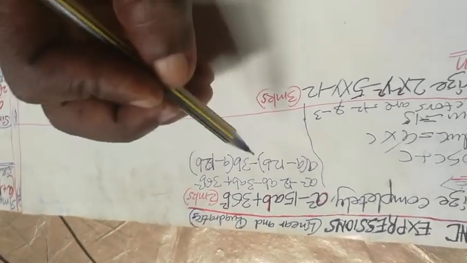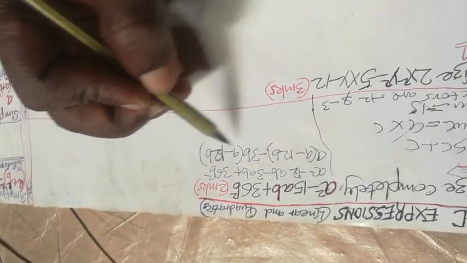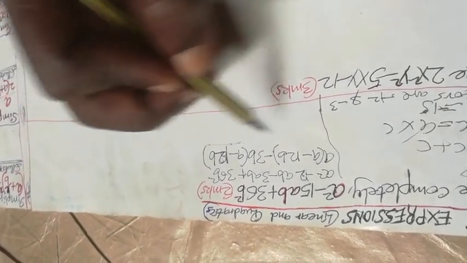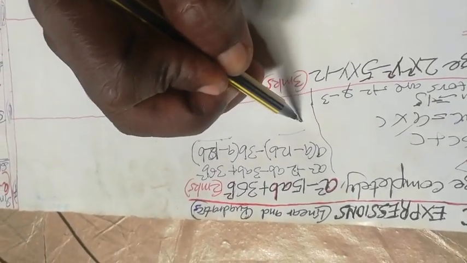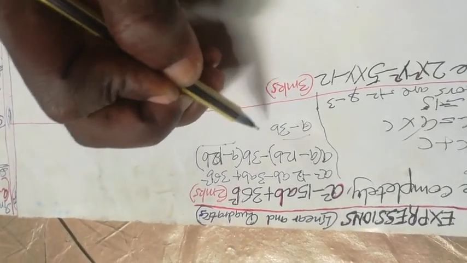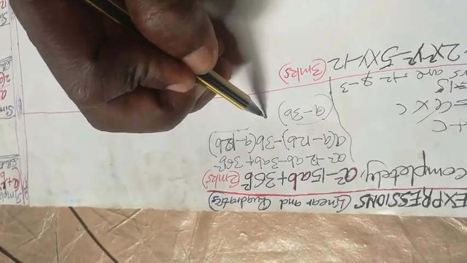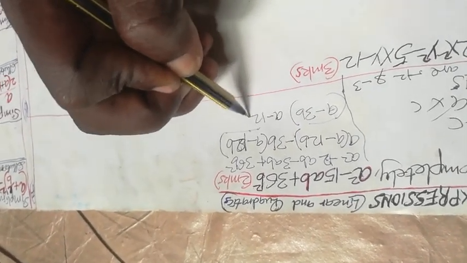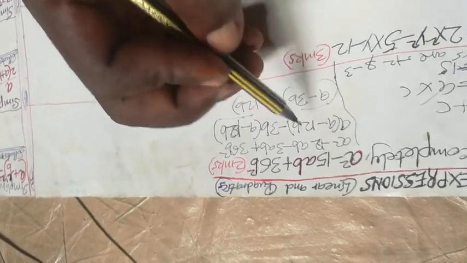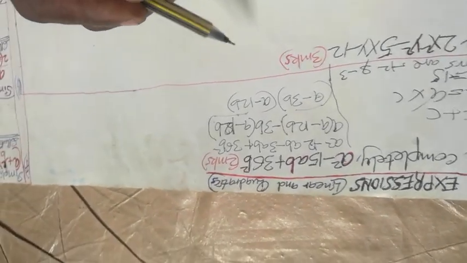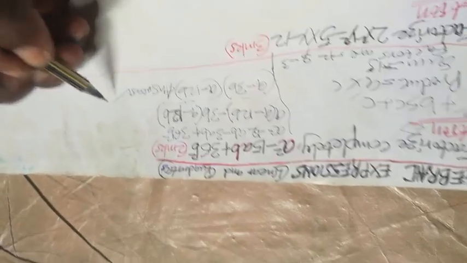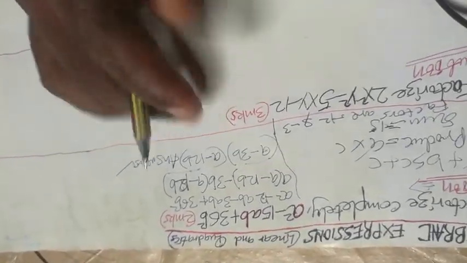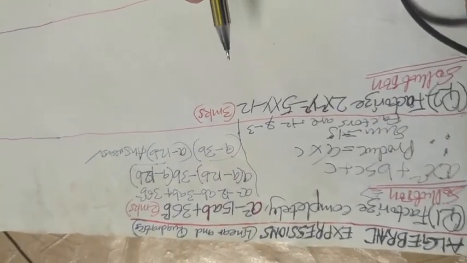Then what is in the brackets, this part and this part, are common. We are going to choose one out of the two. Then we say a minus 3b into brackets a minus 12b. You can choose either bracket, and this is the required answer. We have already factorized completely.